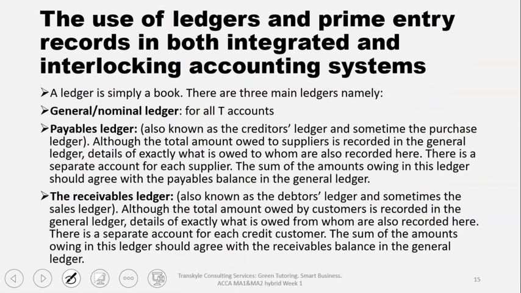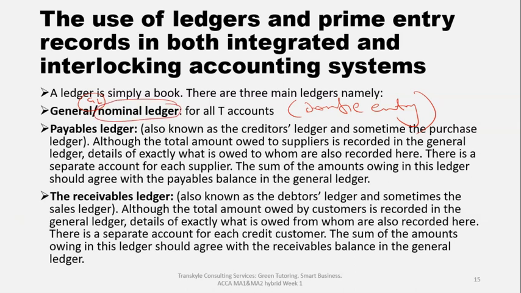Now, the use of ledgers and prime entry records in both integrated and interlocking accounting systems. A ledger is simply a book. There are three main ledgers, namely the general or nominal ledger. This is where double entry comes into play. The double entry bookkeeping we have been talking about occurs in the general or nominal ledger. Sometimes the examiner might say the general ledger, the GL, but it is also called the nominal ledger. Do not be confused.